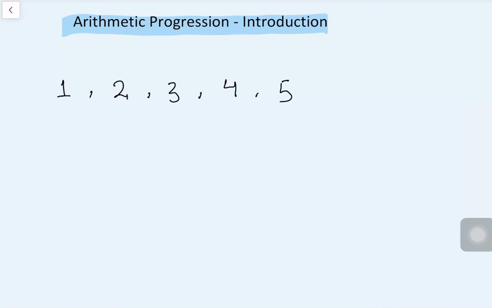In this video, we'll understand the arithmetic progression. So let's consider the series 1, 2, 3, 4, 5. You can see the difference between 1 and 2 is 1, the difference between 2 and 3 is 1, the difference between the next numbers 3 and 4 is also 1, and the difference between 4 and 5 is also 1. So if you see, there is a common difference across two consecutive numbers which is the same, that is called the fixed number.